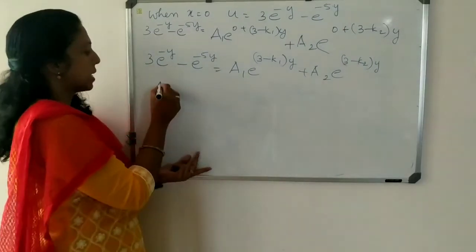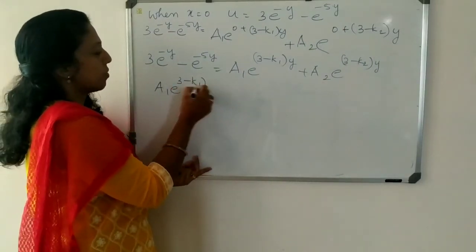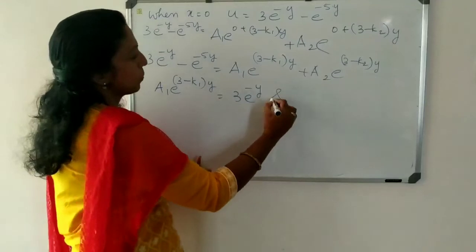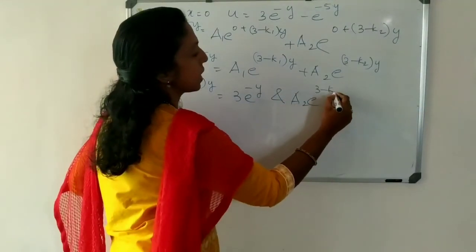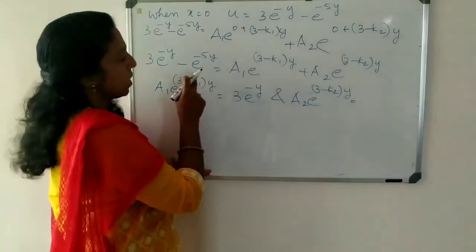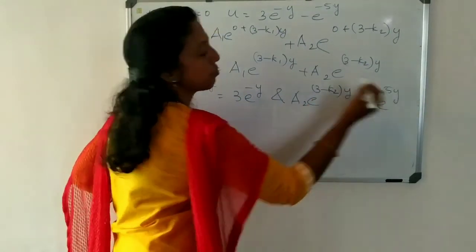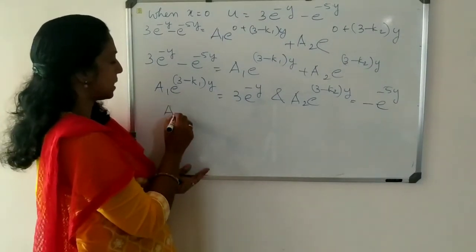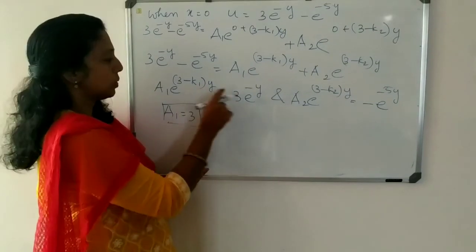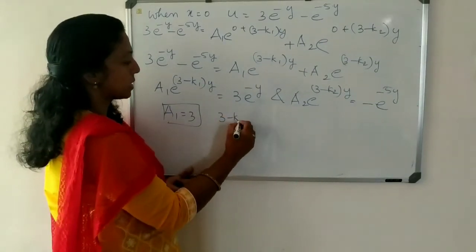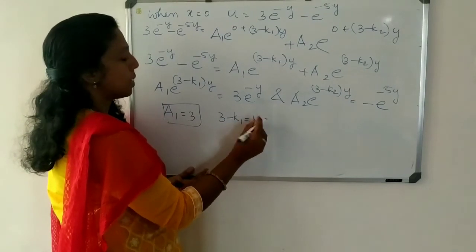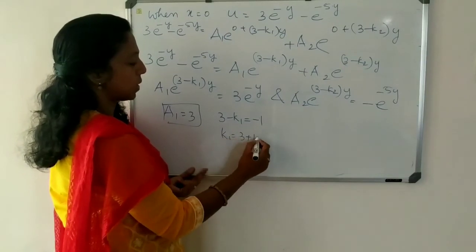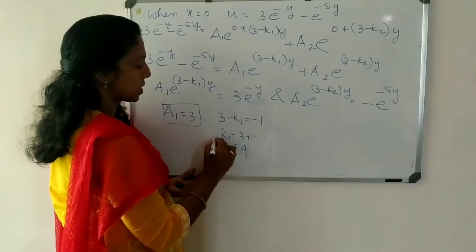Now here I will write a1 e raised to 3 minus k1 into y is equal to 3 e raised to minus y. Now equate also a2 e raised to 3 minus k2 into y as minus e raised to minus 5y. Now equate the corresponding terms. Equating the coefficients, we get a1 equal to 3. Now equating the exponent parts, we get 3 minus k1 equal to minus 1. So k1 equals 3 plus 1, which is 4.